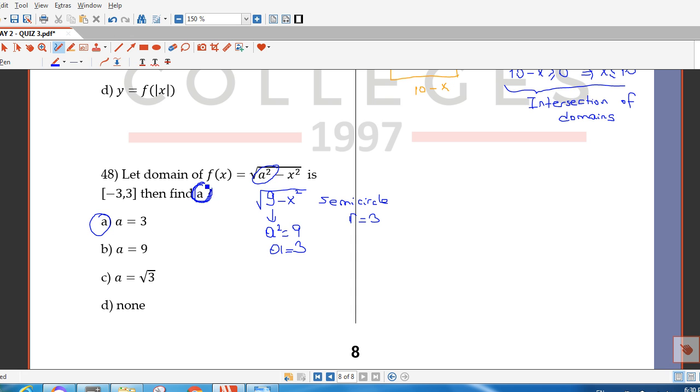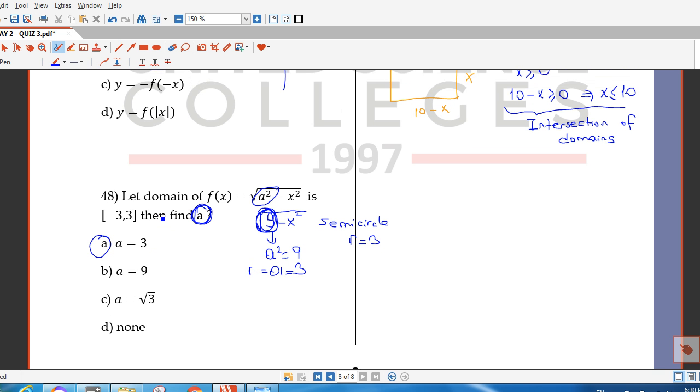But if we pay attention, the question is what is A? The number before minus x squared should be 9, which is equal to A squared. So A should be 3, so it will be plus 3 or minus 3. A is going to be the radius here, so it is going to be 3.